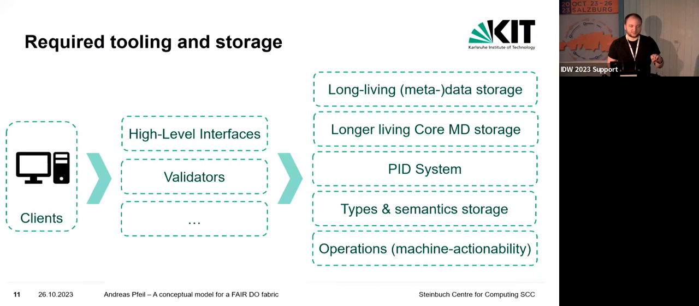But of course, we also don't want our clients to reinvent the wheel every time. We want them to be able to reuse these definitions. So we would probably have some library definitions that the clients can reuse, or even services that do this for the clients on a higher level. Validation is a good example. Validation requires the PID system. Almost every action on a FairDO requires the PID system, and of course the semantics and the types that we use to make it interesting for machines rather than for humans in the first place.